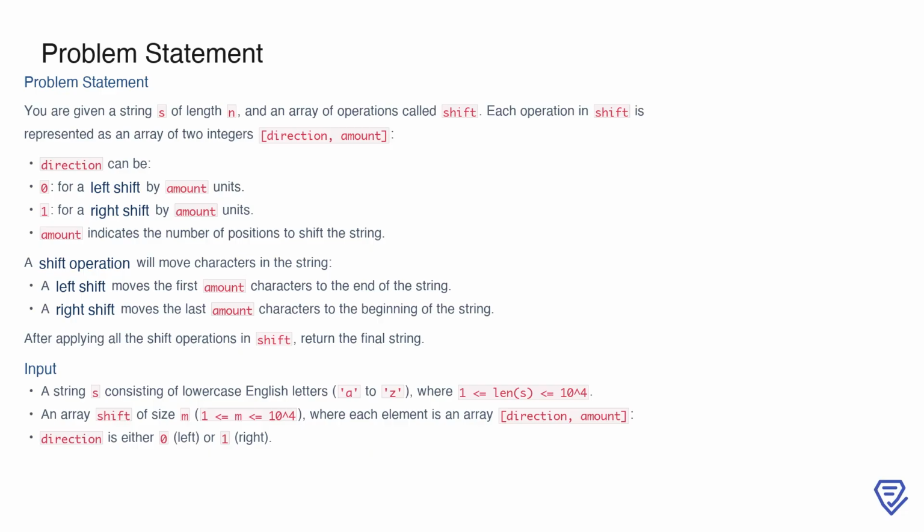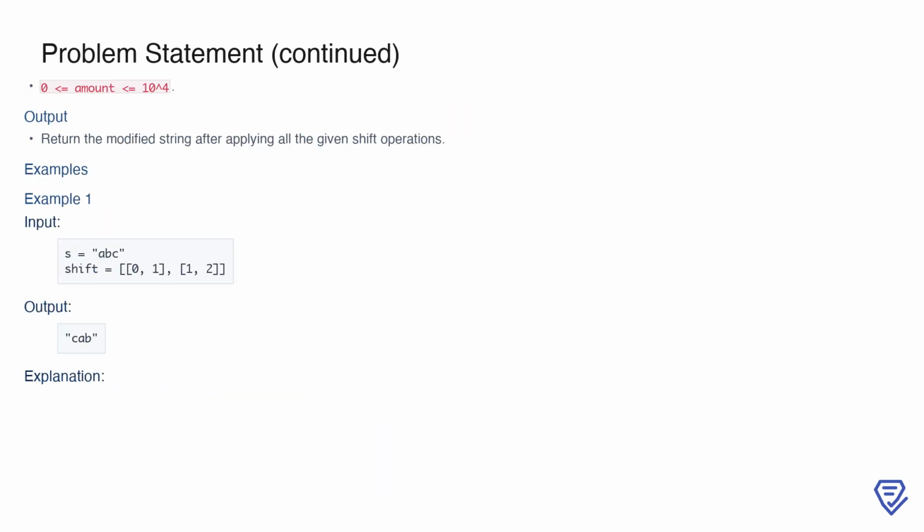The input string consists of lowercase English letters, and the size of the shift array, as well as the amount values, can be large, making it important to optimize the solution. The output of the function must be the modified string after applying all the shift operations in the given order. Let's look at an example to understand this better.